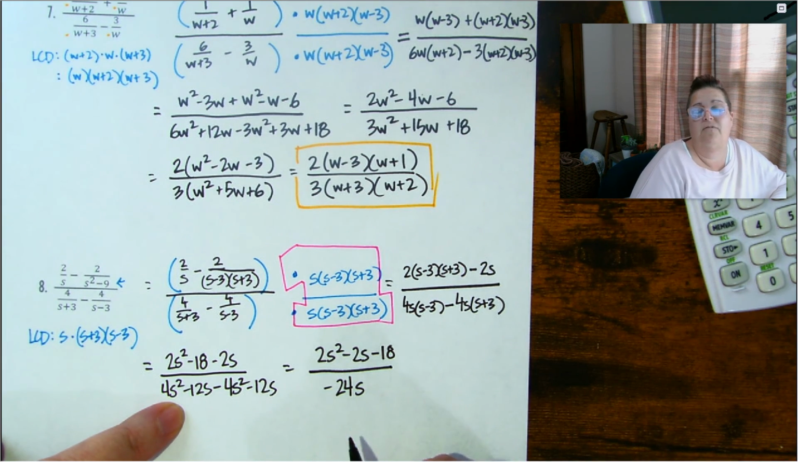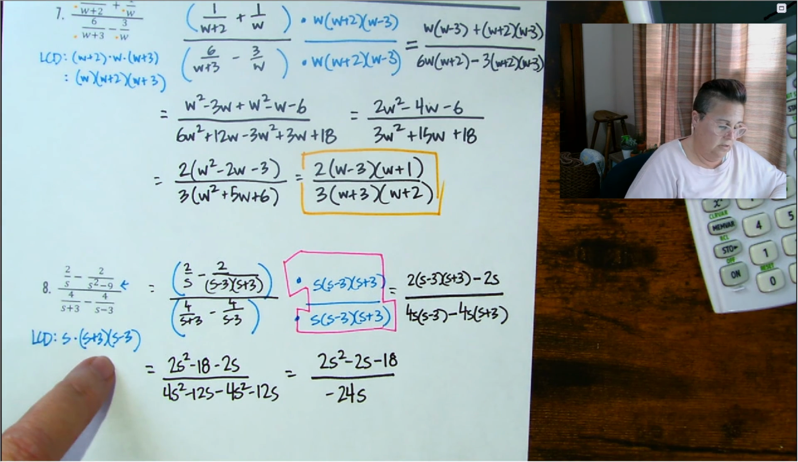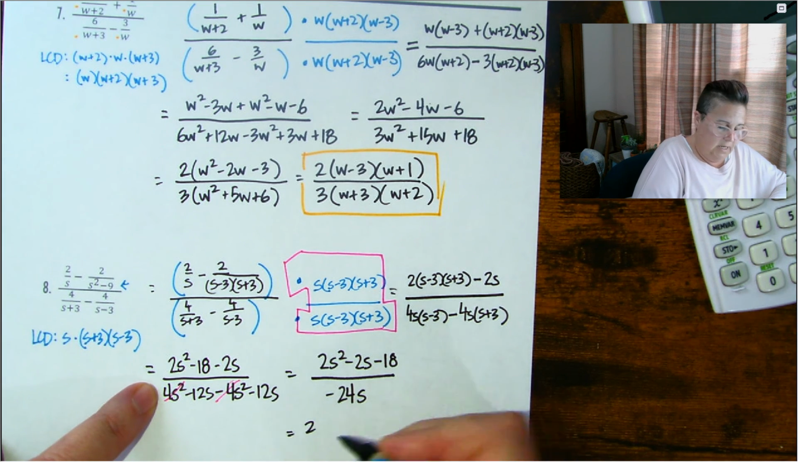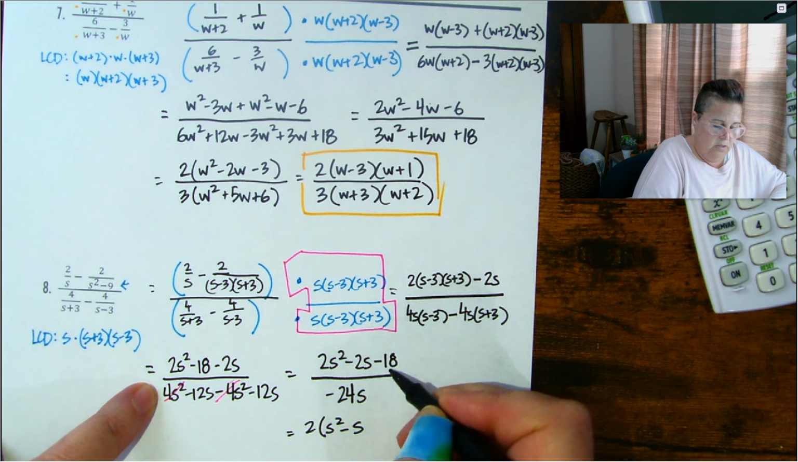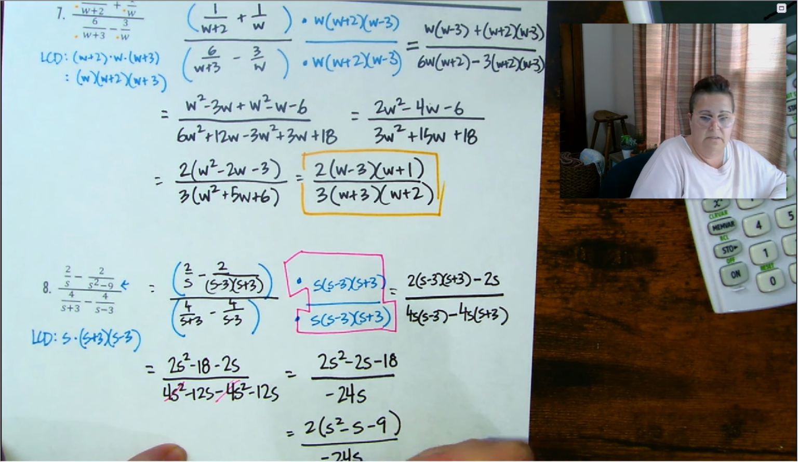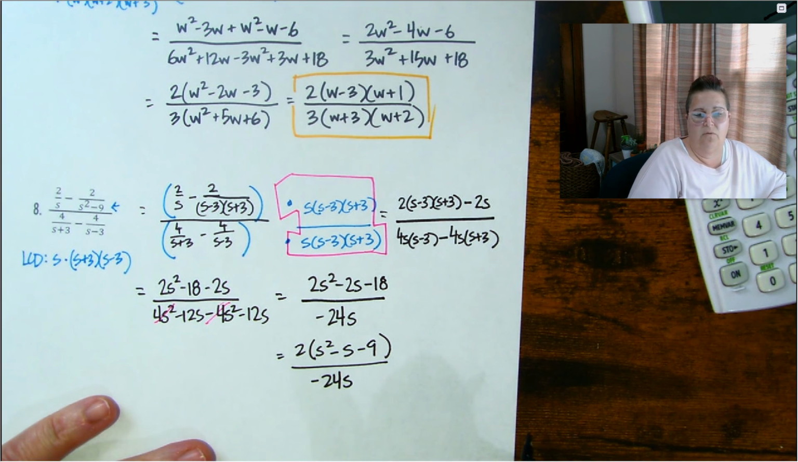All right, can I factor anything? This is as simplified as I can get it. Can't add s's to s squares, two s's to 18s. This 24s, I was lucky. It did just, these guys zeroed out, leaving me just a 24s. So that's okay. Can I pull anything? I'm going to pull a 2 out of this top, and that's going to leave me s squared minus s minus 9 over a negative 24s. I can cancel the 2 and the 24.